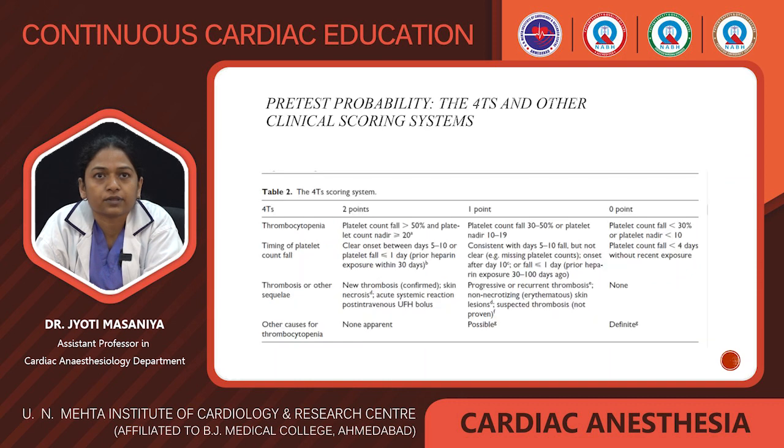Now coming to the pretest probability, the 4Ts scoring system is the most commonly used scoring system to predict heparin induced thrombocytopenia. This scoring system gives points for the thrombocytopenia, timing of platelet count fall, thrombosis or other sequelae, and other causes for thrombocytopenia. If the score is 1 to 3, then there is a low probability for HIT. If the score is 4 to 5, then intermediate, and if the score is 6 to 8, then there is a high probability for HIT.